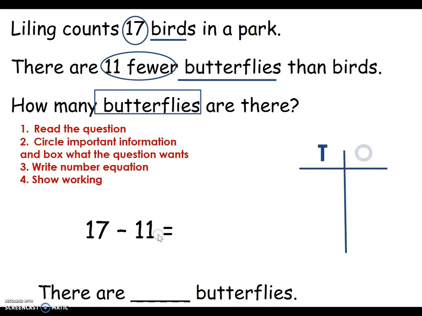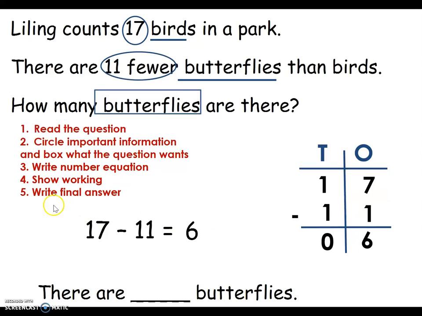Okay, we need to show our working. So 17 minus 11. 7 minus 1, I get 6. 1 minus 1, I get 0. So my answer is 6. So my final answer will be there are 6 butterflies.